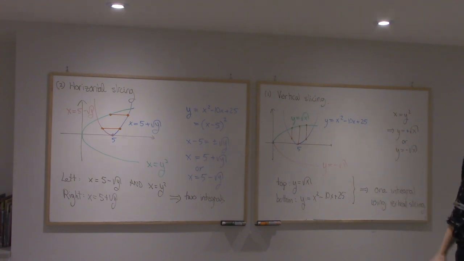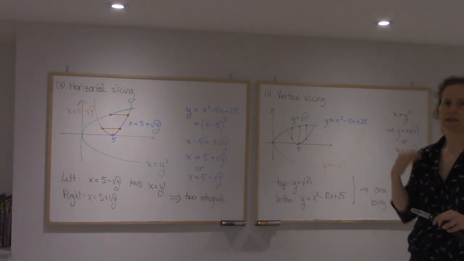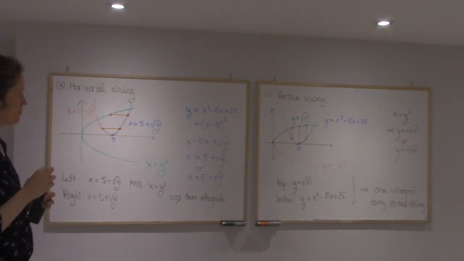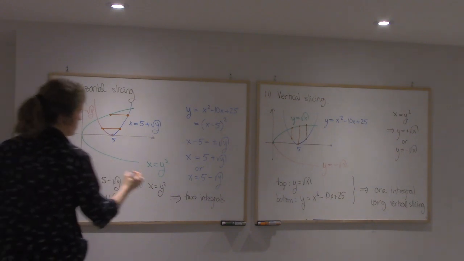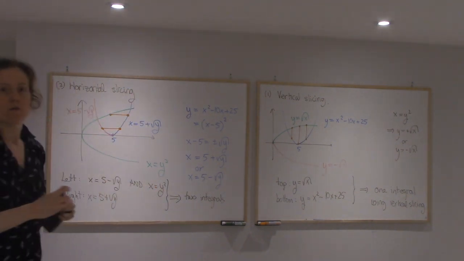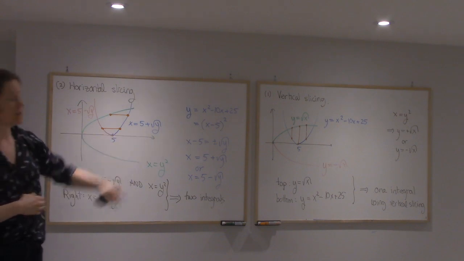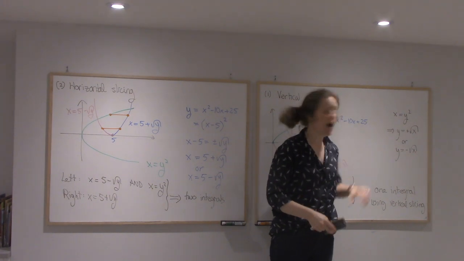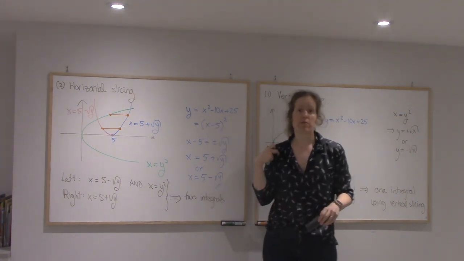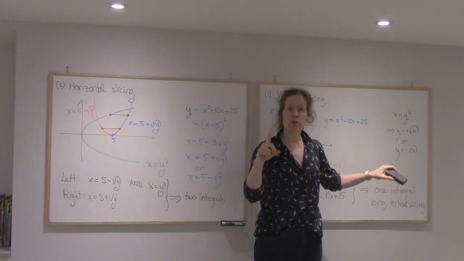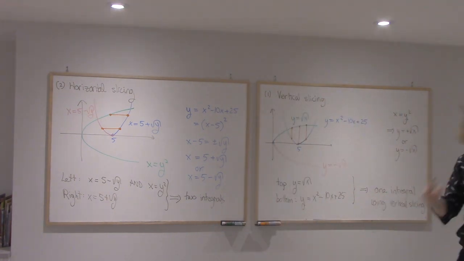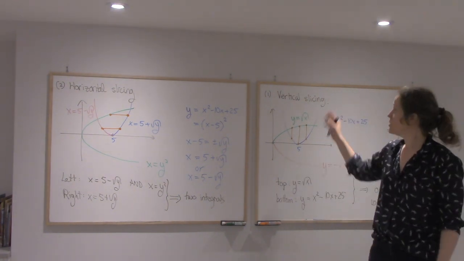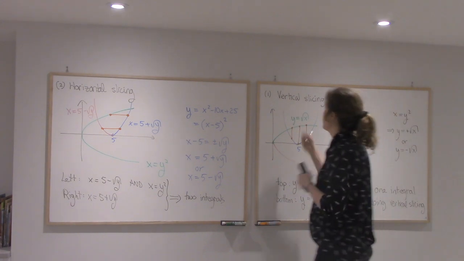So which one should I choose? Vertical slicing or horizontal slicing if I see a problem like this? Well, personally, I see two reasons to pick vertical slicing. First one, this algebra of solving for y is much easier than this one for solving for x. Second reason, in this case, I get a single integral to compute. In this case, I get two integrals. So I would definitely use vertical slicing. That's my winner here.